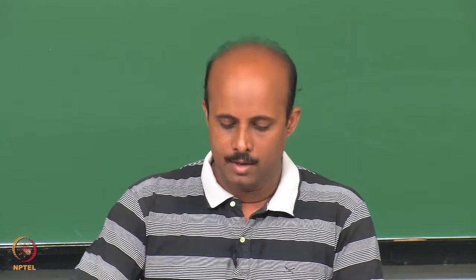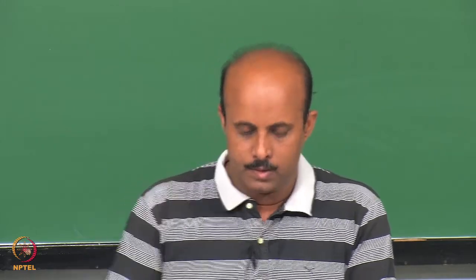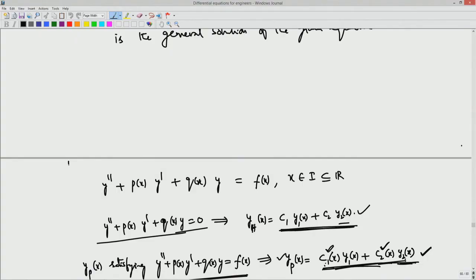I explained the method of variation of parameters yesterday, to find a particular solution of a non-homogeneous second order linear ODE. So here is the equation. I explained the method. This is the method of variation of parameters, to find the particular solution of this equation.